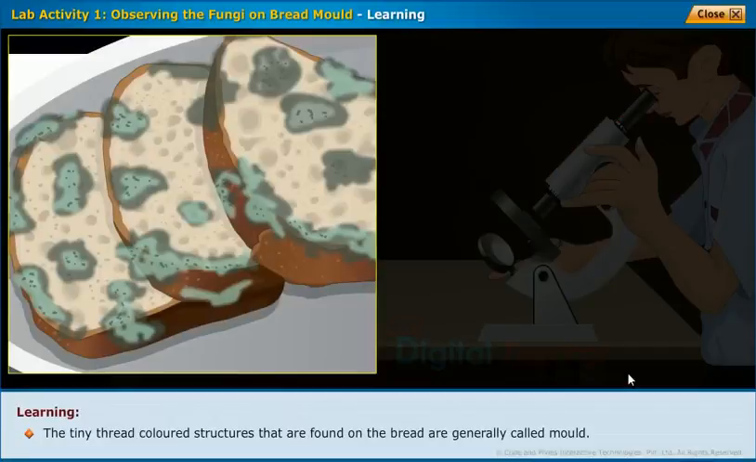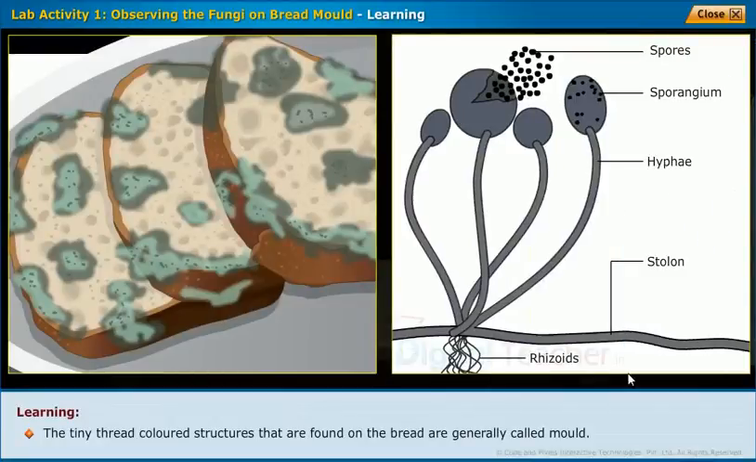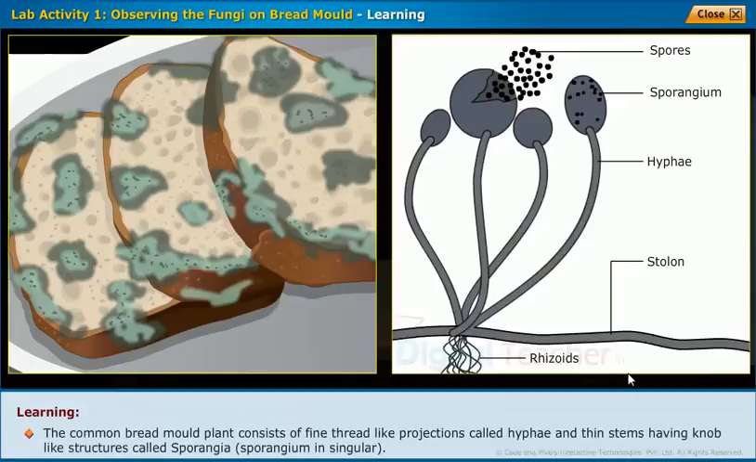The tiny thread-colored structures that are found on the bread are generally called mould. This mould develops on the spoiled material and it has the capability of producing new mould. The common bread mould plant consists of fine thread-like projections called hyphae and thin stems having knob-like structures called sporangia. Sporangium in singular.